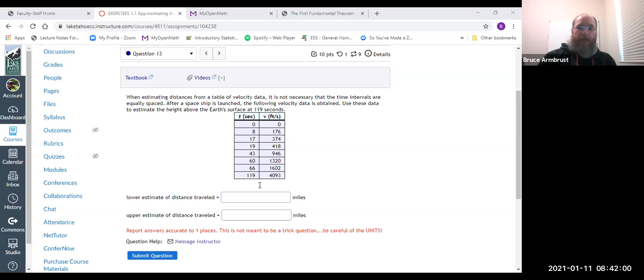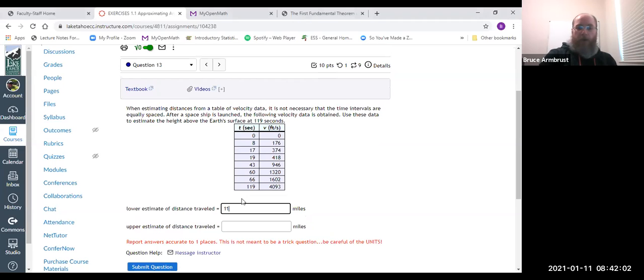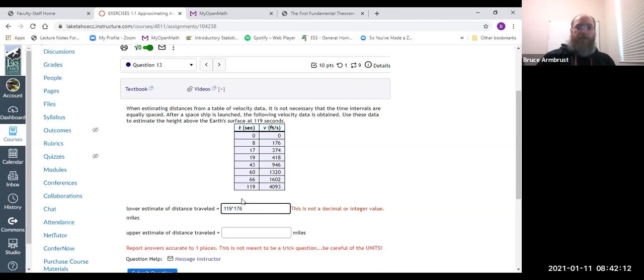So I would actually, in this box, do the 119. Again, that same amount of time, but now I would multiply that by my 176. So that gives me 20,944 feet, which again, I want to make sure I divide by 5,280 because I need to convert this to miles. And so that gives me 3.966666. So I would go ahead and round that to the nearest one decimal spot and make that 4.0.